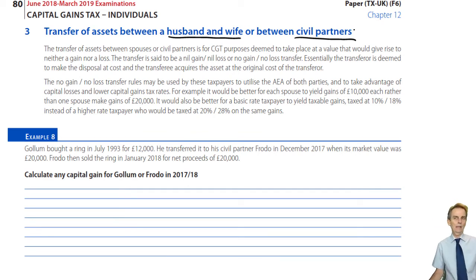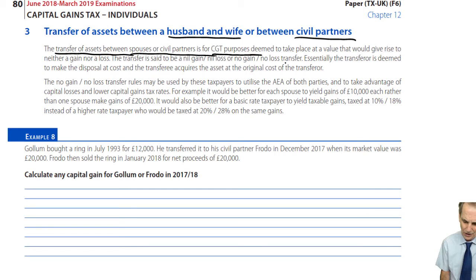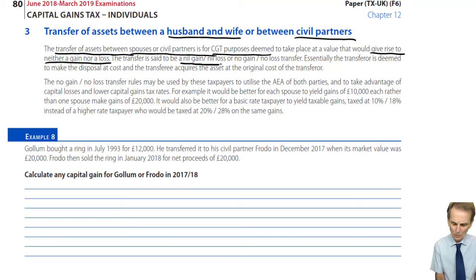And what we have here is another set rule, a rule that applies, but which we, as either spouses or civil partners, could actually take advantage of to improve the mutual tax position of the two spouses or of the two civil partners. So what have we got? Any transfer of assets between spouses or civil partners is for CGT purposes deemed to take place at a value that would give rise to neither a gain nor a loss. We can refer to this as being a nil gain, nil loss transfer, or as I'll refer to them, a no gain, no loss transfer.